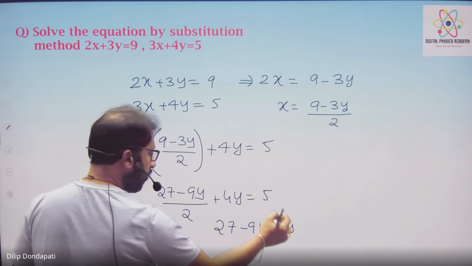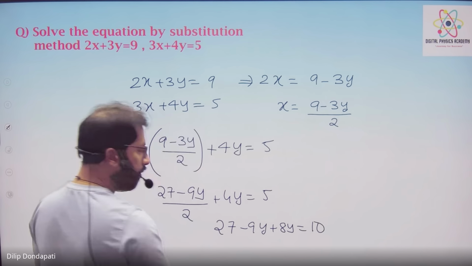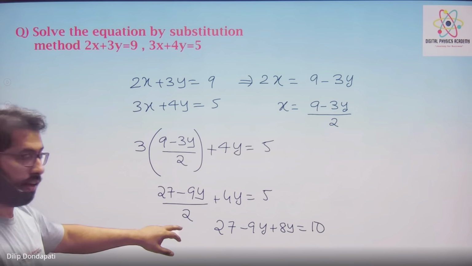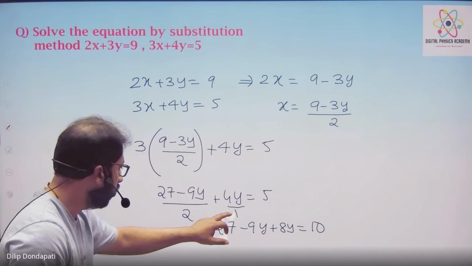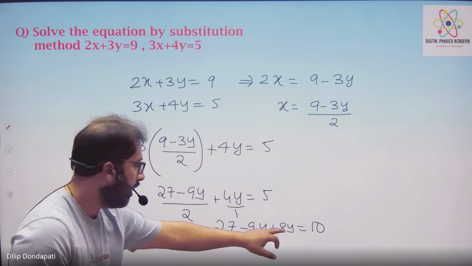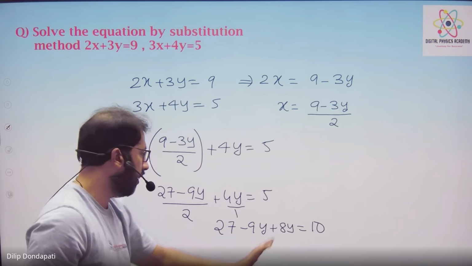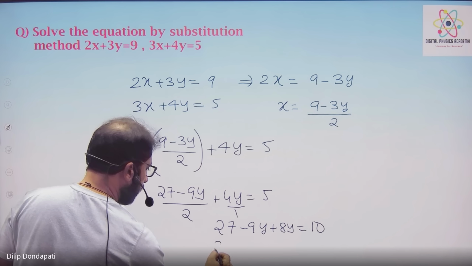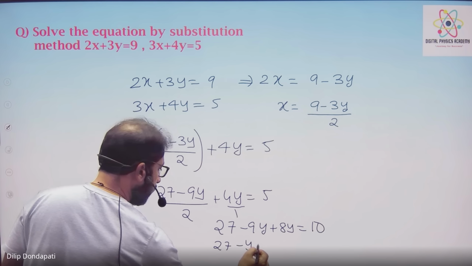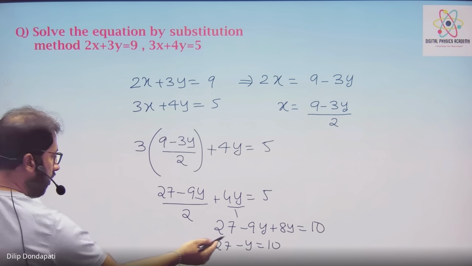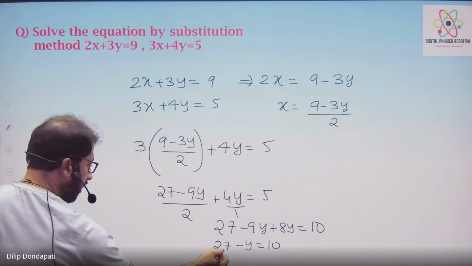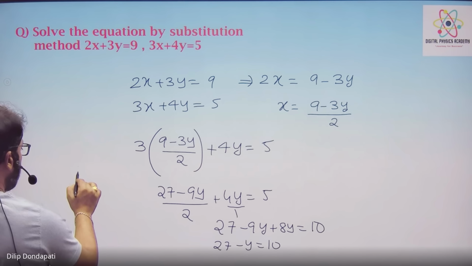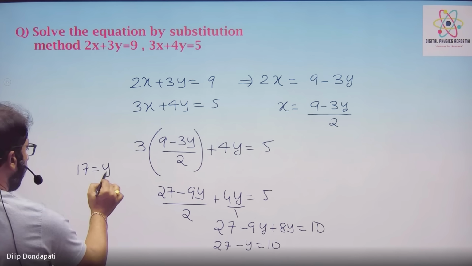This 2 will be sending to the other side, 10. याद है ना? LCM लेना आता है ना? Yes. By 1 लेके LCM is 2 into 2 into 2, 8y and 2 को मल्टीप्लाई करते 10 आएगा. Now कितना minus y, 27 minus y is equal to 10, so 10 को इस साइड भेजे तो minus 10, so 27 minus 10 is 17 is equal to y.